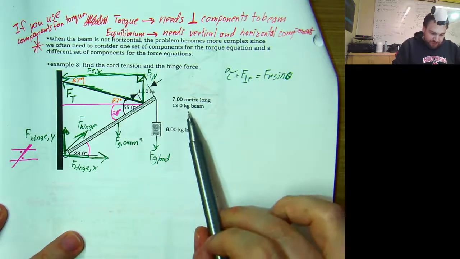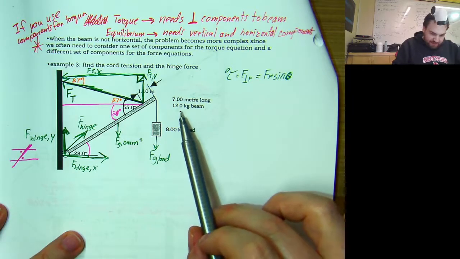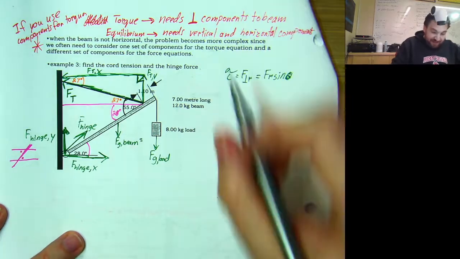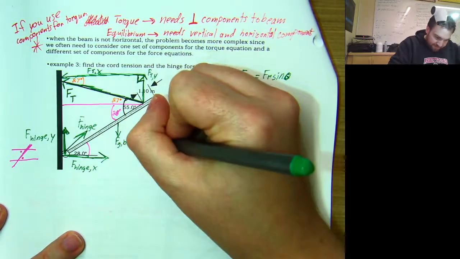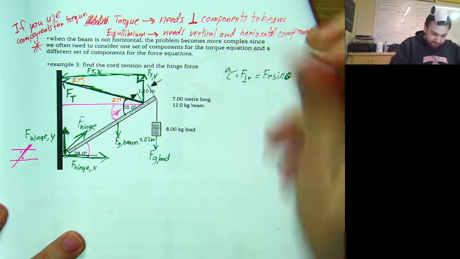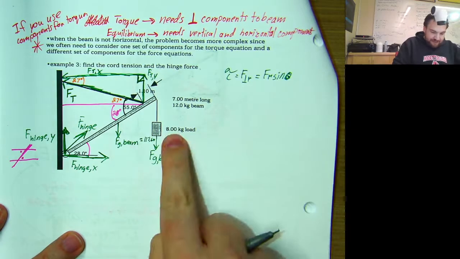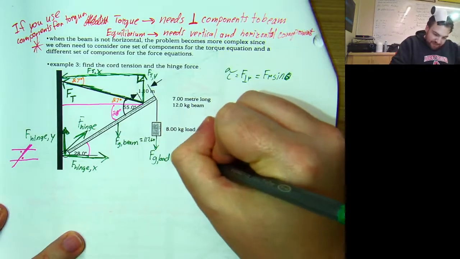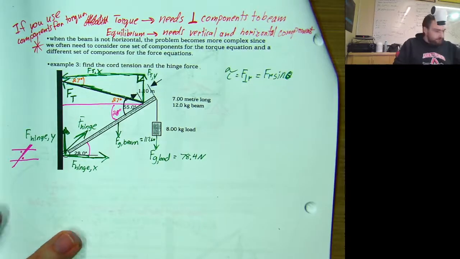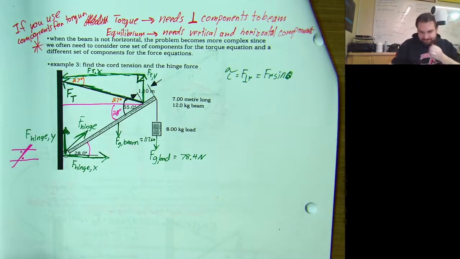FG beam, we're told this is a 12 kilogram beam. So 12 times 9.8, again, this is kilograms, that's a mass. Mass times gravity is going to be 117.6 newtons. And FG load, that's an 8 kilogram load, so that's going to be 78.4 newtons. I think that's everything. Oh, no, one more thing.